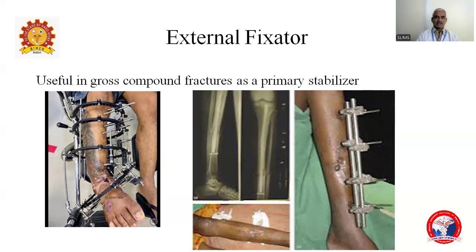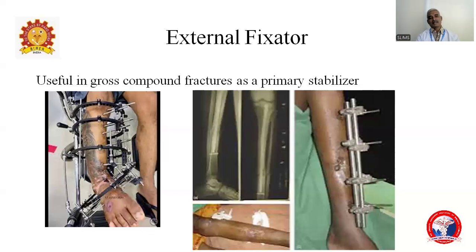See, in the first picture, you can see circular rings fixed to the bone by means of pins and K wires, and the circular rings are connected by rods. This is called the Ilizarov circular ring fixator. The advantage is that it has multiplanar stabilization of the bone. See that the Ilizarov wire pierces one aspect of the limb, that is the medial aspect, and then it comes out of the lateral aspect.